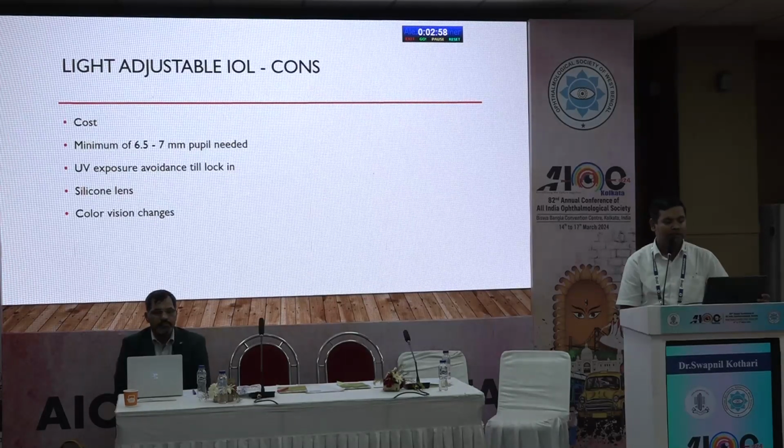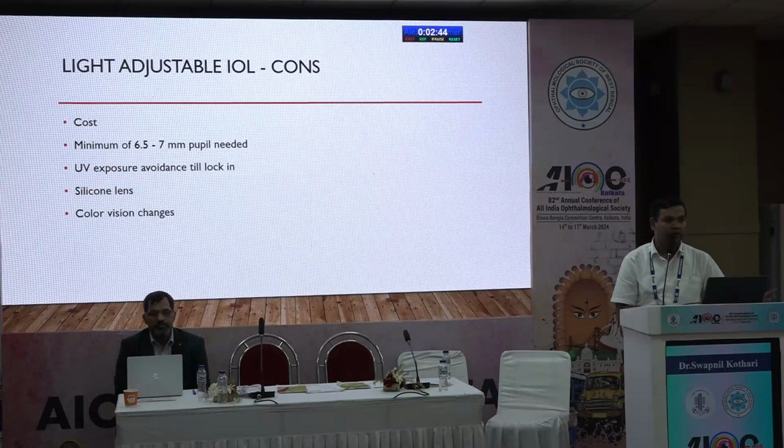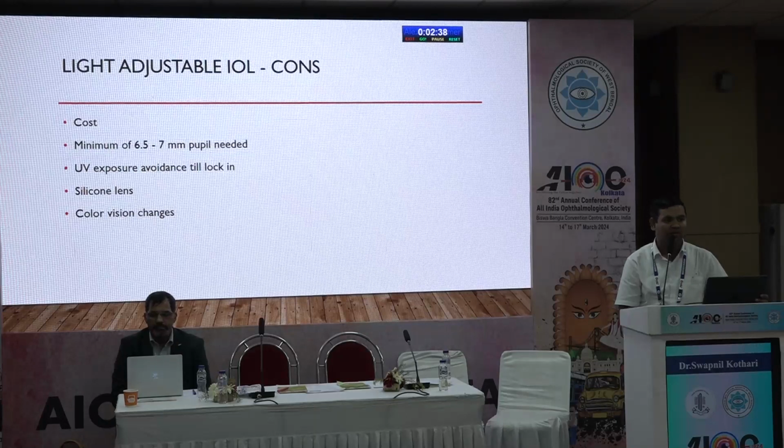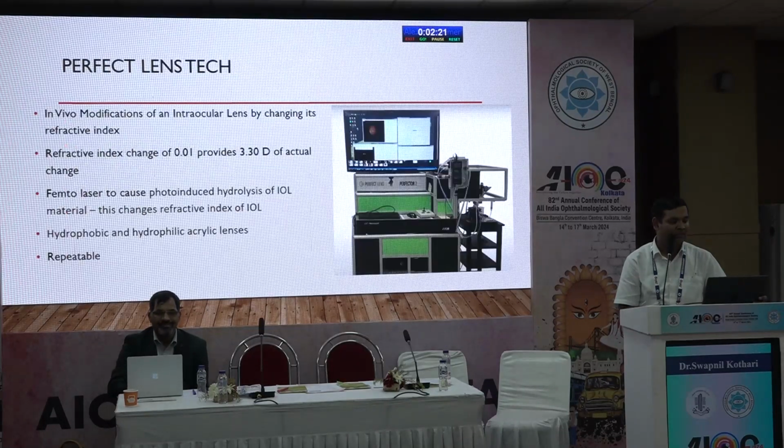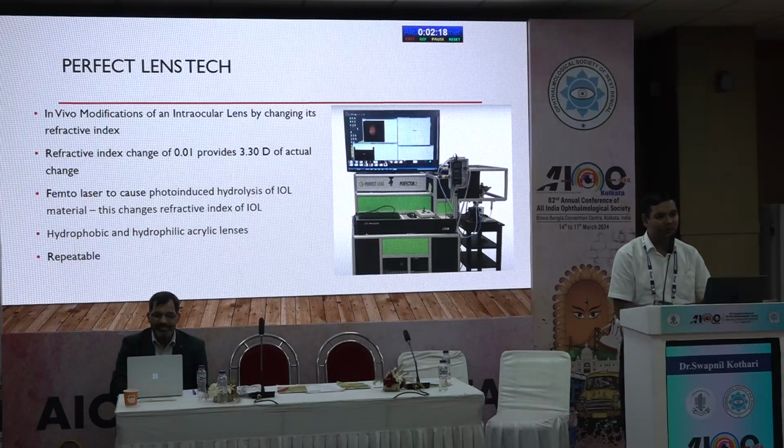The cons, it is a significantly costly affair. Even in Europe, where it is available, it costs about 4,500 euros more than your average surgery. So converting that to Indian rupees, you would get approximately 2 lakh rupees per eye, more than what is going to cost the patient otherwise. It requires a minimum pupil dilatation of 6.5 to 7, and the patient needs to wear a UV block till the final lock-in is done. Otherwise, God himself will lock everything in. So that's a big problem.